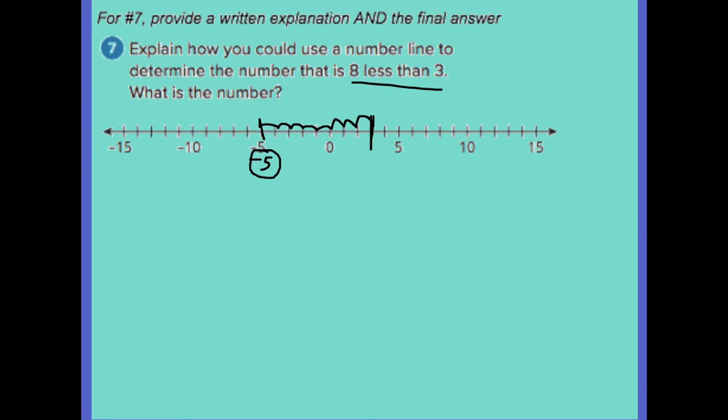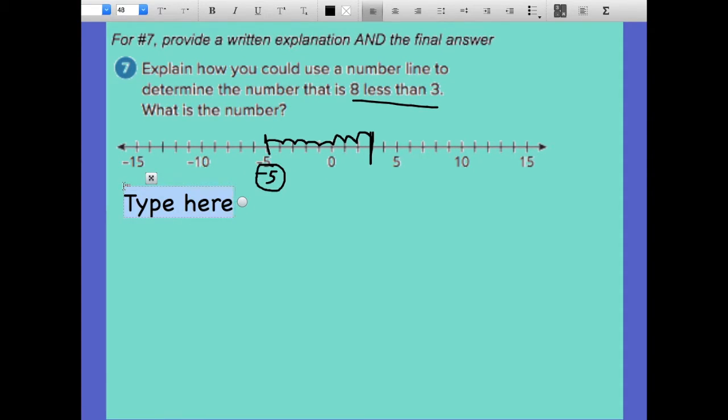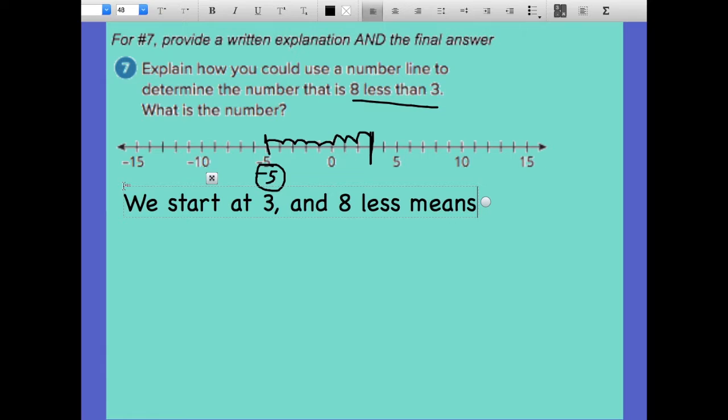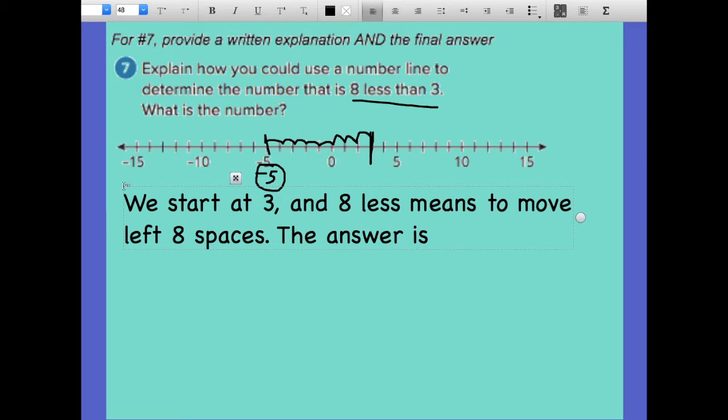There we go. And written explanation, we're going to say we start at 3 and 8 less means to move left 8 spaces. The answer is negative 5. When you're doing these explanations, keep them as simple as explaining what you did and make sure that you're writing a full sentence.